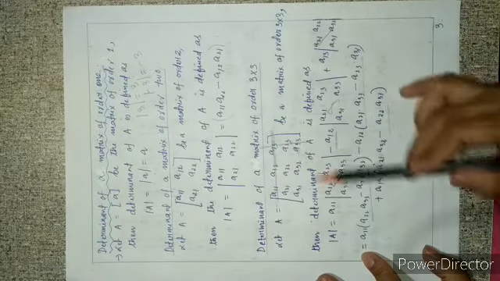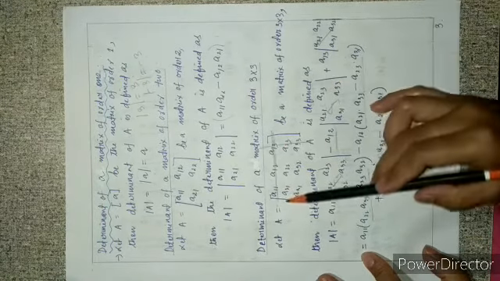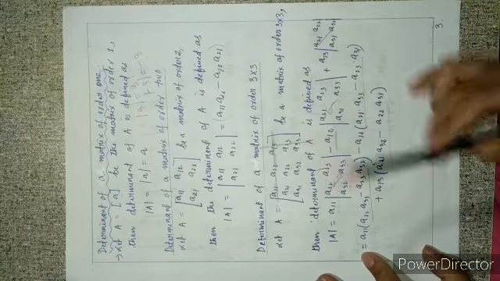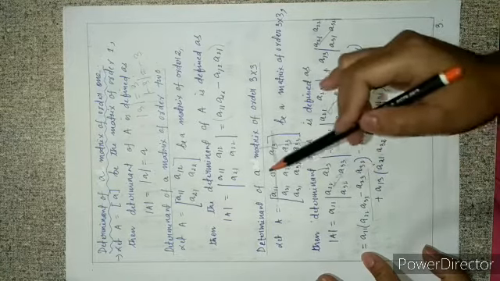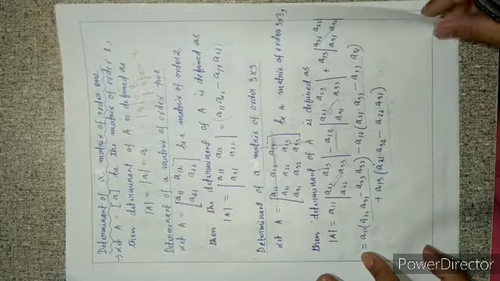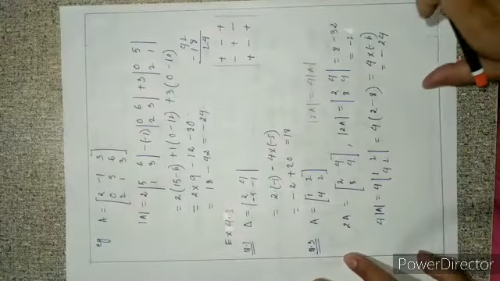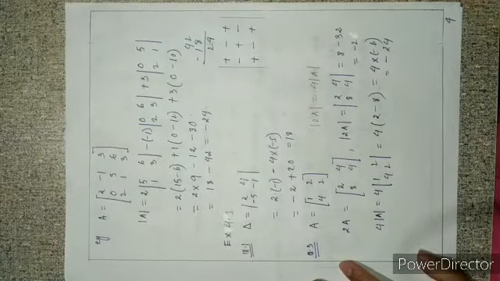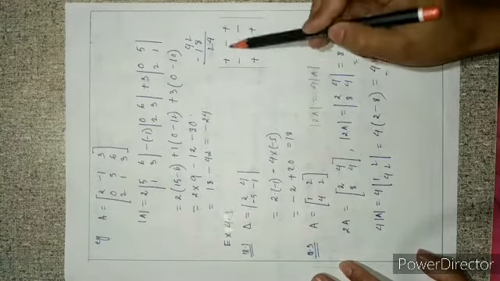We can expand along the first row, second row, third row, first column, second column, or third column. When expanding a determinant, we must follow certain signs. The signs to be followed in expansion of any determinant are plus, minus, plus.